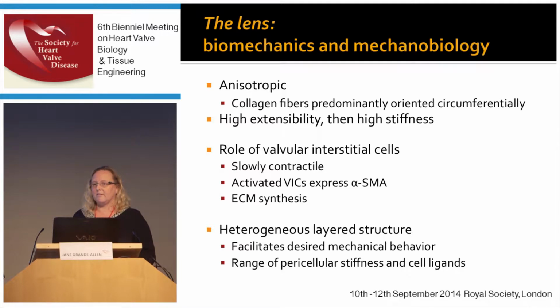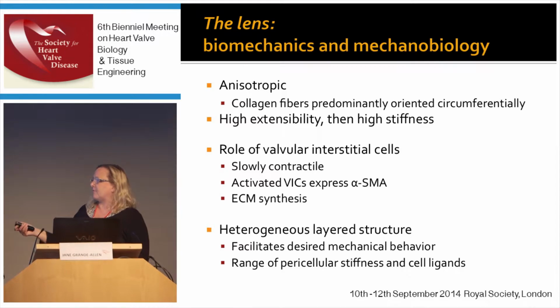Some of the things that I think are really important are the anisotropic characteristics of the valve, with the circumferential collagen fibers really dictating that mechanical feature, as well as the nonlinear mechanical behavior with a high extensibility initially, leading to high stiffness later. And a lot of that is due to the mechanical characteristics of the extracellular matrix, but the interstitial cells are also very mechanically active. They contract, although somewhat slowly.